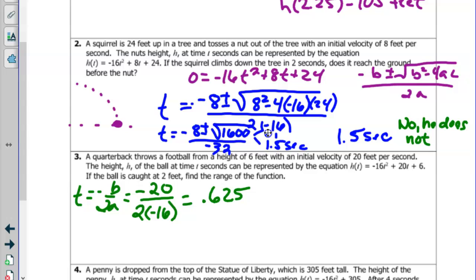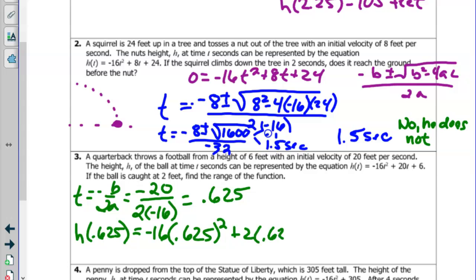So how do I find the maximum height? Plug it in. Very good. So we're going to do h of 0.625. That's negative 16 times 0.625 squared plus 20 times 0.625 plus 6. So what do you get there?